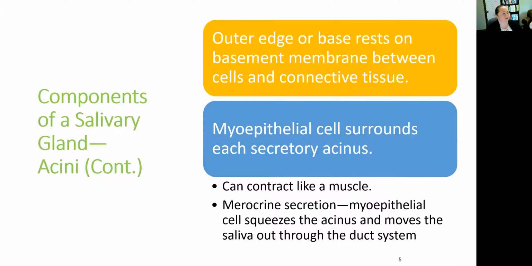Now, some of you guys said that it is controlled by the parasympathetic system, and that is correct. So what do you think could possibly trigger some of this merocrine secretion to activate? Think of what's happening. It's squeezing the cell and pushing the saliva out. So what could activate that?